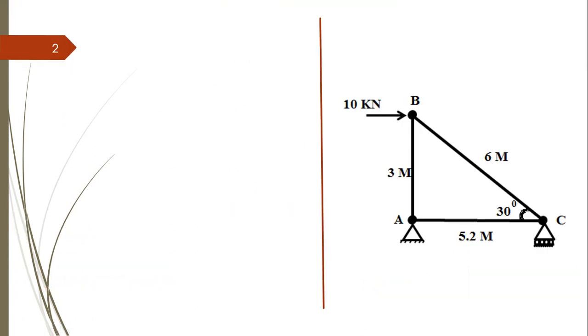Now let's consider this simple triangular truss which has a height of 3 meter, an inclined length of 6 meter, and a horizontal span of 5.2 meter. It is supported at A as well as at C and is subjected to a horizontal or lateral load of 10 kilonewton at the point B. So let's start the analysis of this simple truss by using Start Pro.